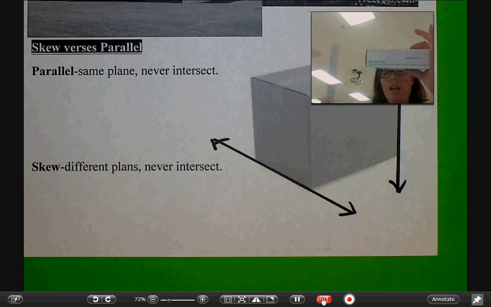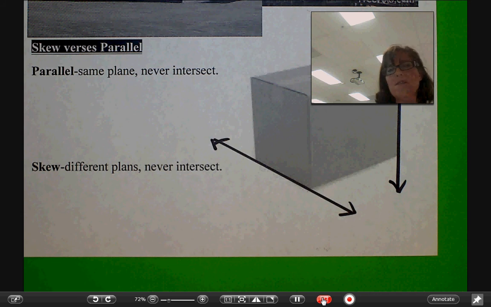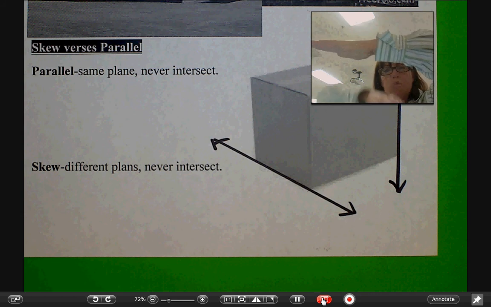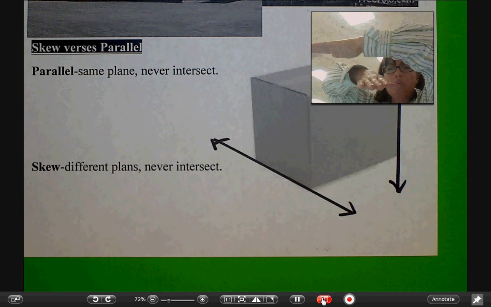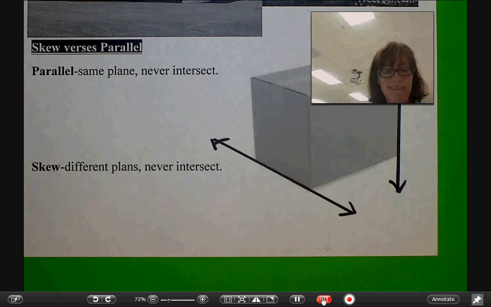And then on the other side, you'd have a line going back here in 3D. They're never going to intersect, but they're in 2 different directions. In other words, one goes this way and one's going to come out this way. Notice they're not touching, they don't intersect, but they're going 2 different directions. That's called skew.